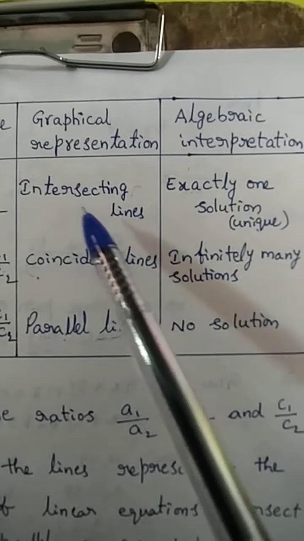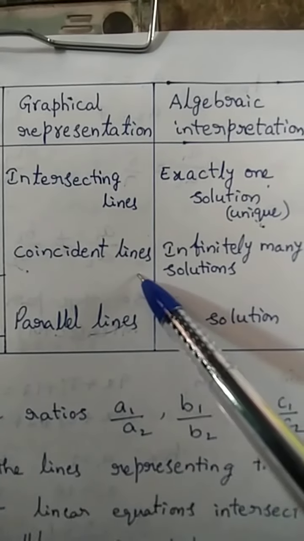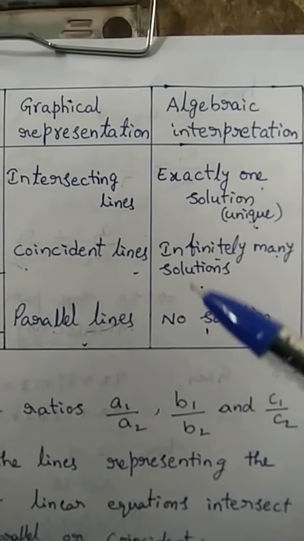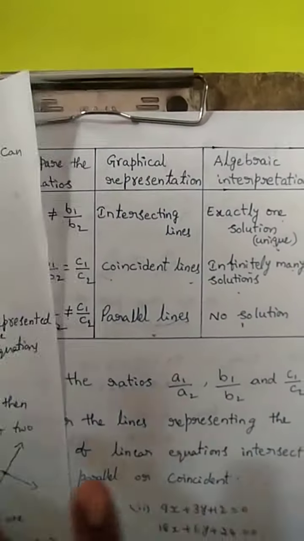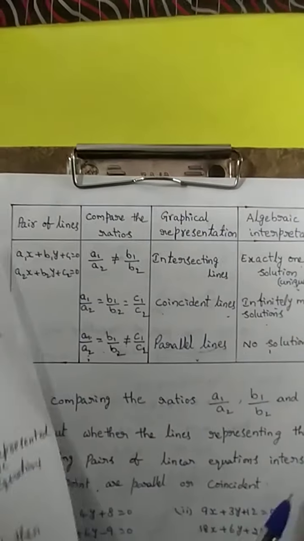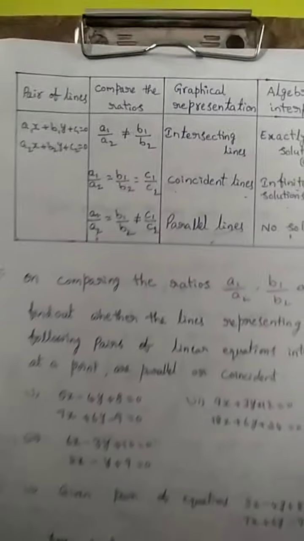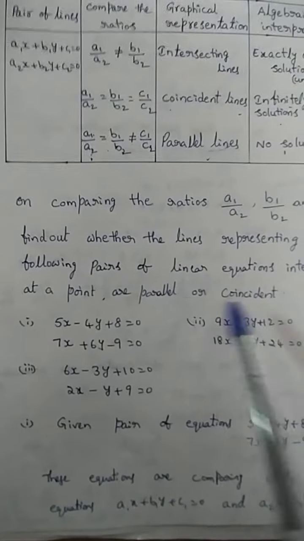So intersecting lines have only one solution, which is unique. Coincident lines have infinitely many solutions. Parallel lines have no solutions. How can you say that lines are intersecting, coincident or parallel? Based on this comparison, the comparison of the ratios. Clear? Coming to the concept, now based on that, we'll solve some problems.